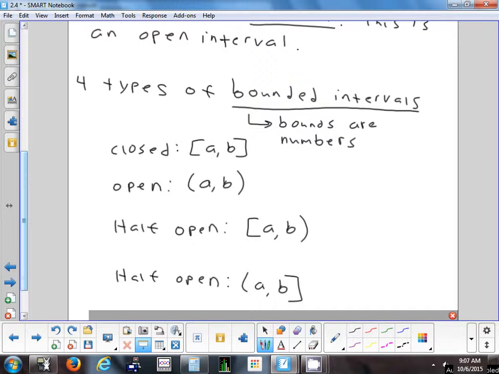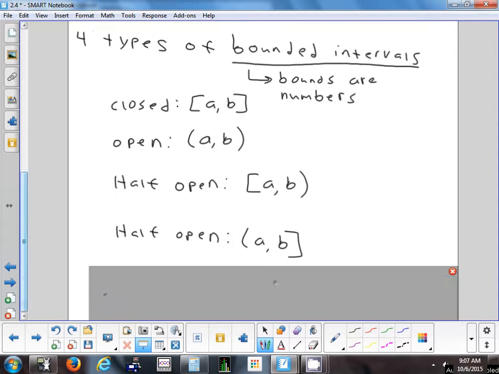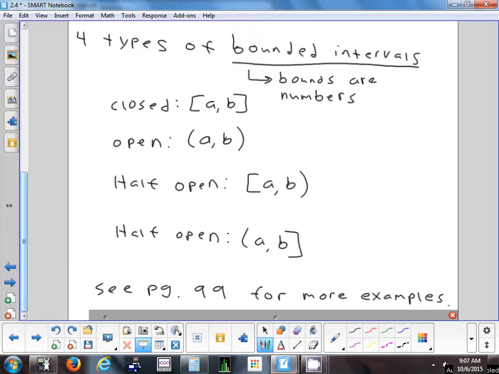When you have an interval that's half open, either on the left or the right, that means one of your inequalities has the equal to, one of them doesn't. And page 99's got more examples you can look at with actual numbers. Okay, so any questions on what it means for an interval to be bounded and then open or closed? All right, we're gonna practice writing some of these.